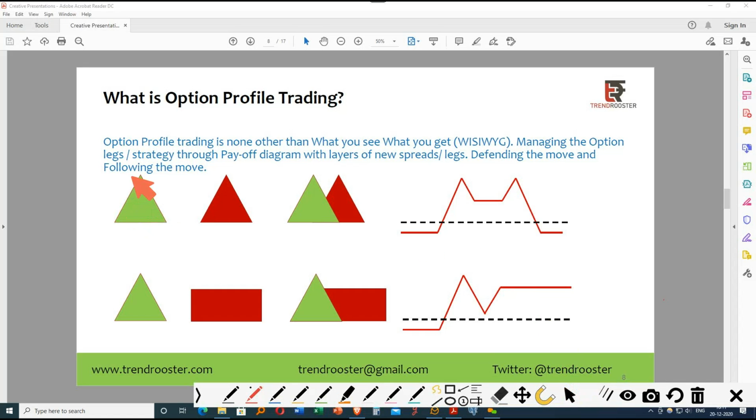This is a triangle and this is one option profile. What will happen if you merge another triangle? If you merge two triangles, I'll get something similar to a bat profile. Here it is one triangle and I have a kind of rectangle profile. What happens if this rectangle and the triangle merge together? I'll get this kind of payoff diagram. Has anyone taught you like this in options?